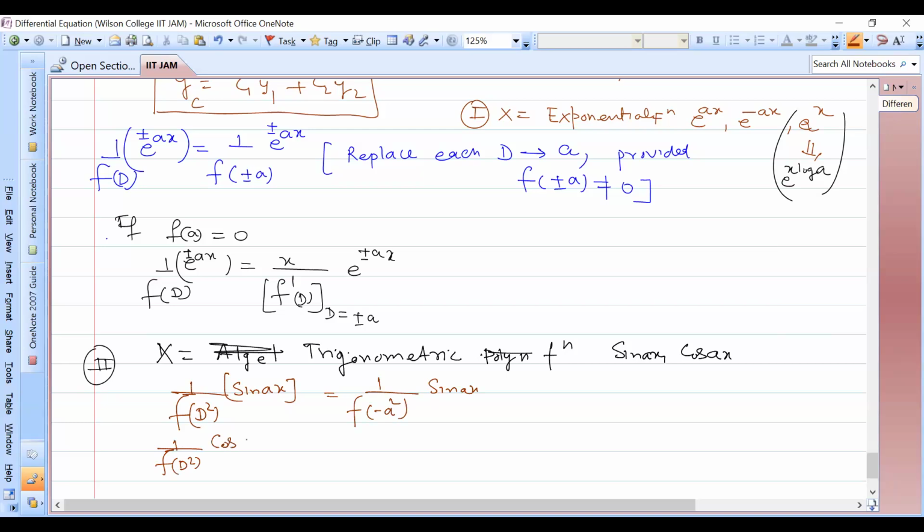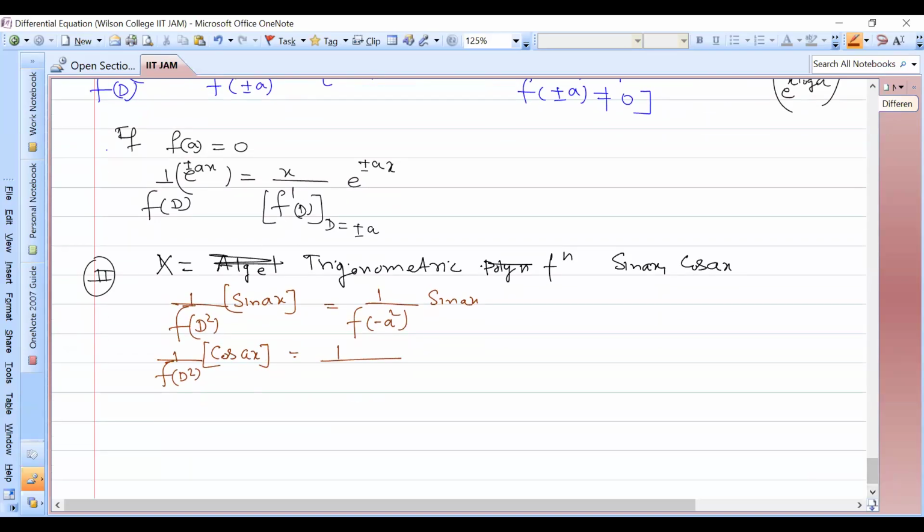I'm coming to that point, the method of variation of parameters. Just wanted to inform you why it is required. See, when we can solve the problem by the general method, then why are the method of variation of parameters or undetermined coefficients required? So replace each D square with minus a square, provided f of minus a square is not equal to 0.